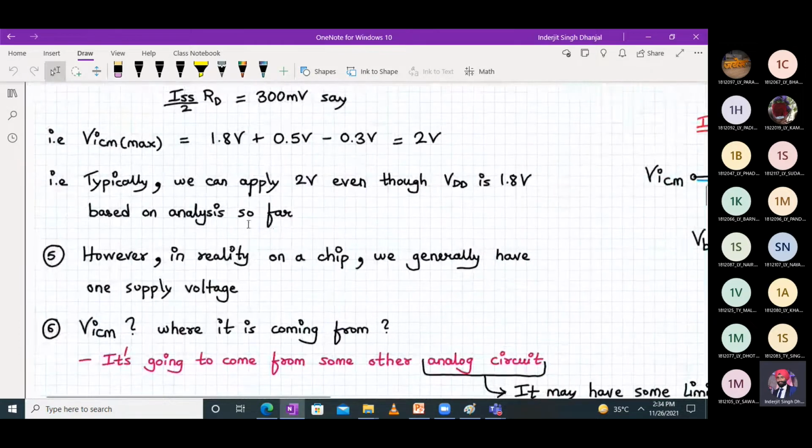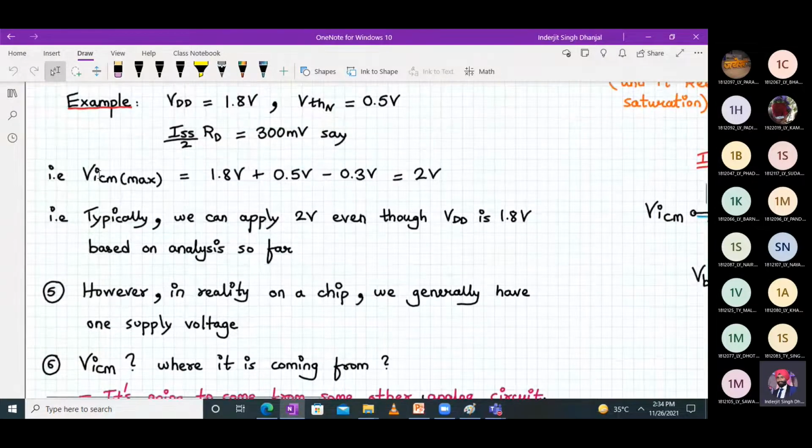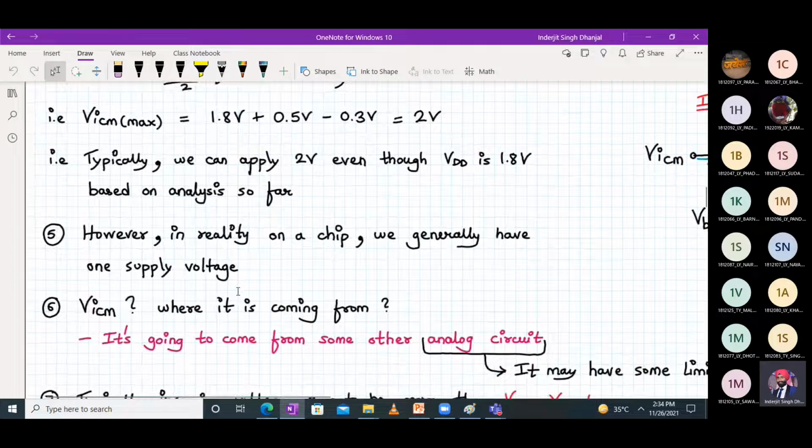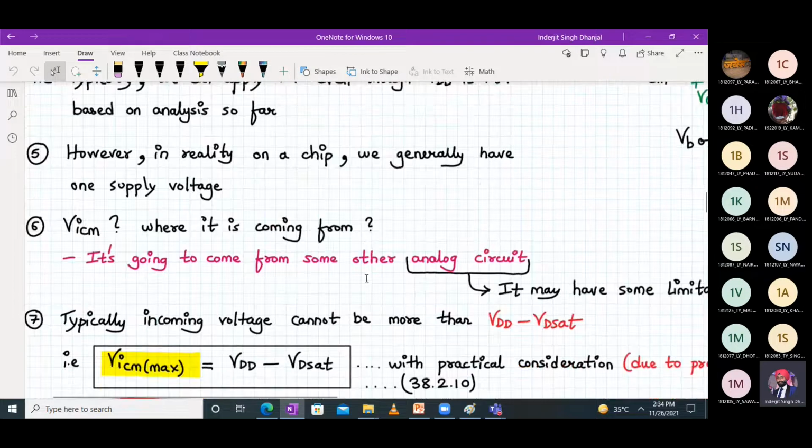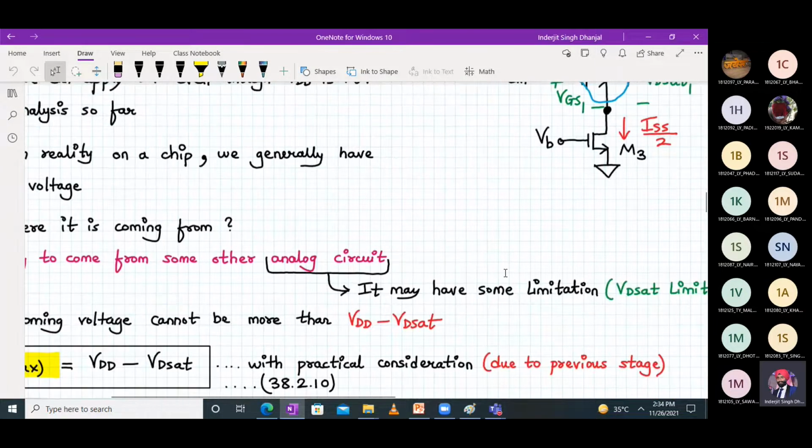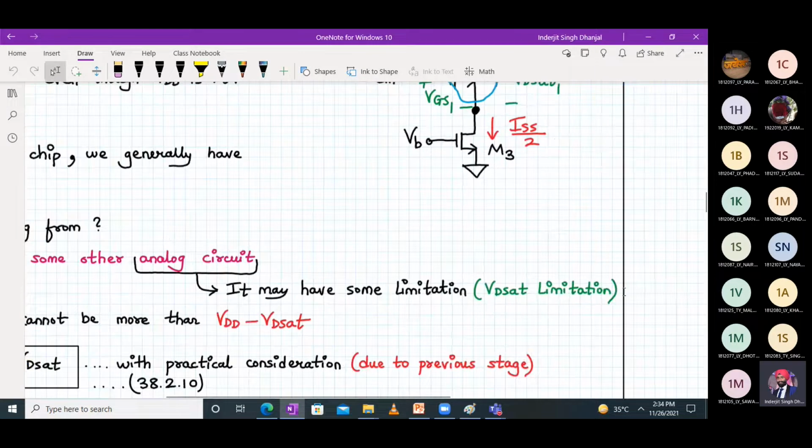In reality, on a chip, we generally have one supply voltage. So if we say that we can apply a VICM max of 2 volt over here, as we have seen in the analysis, it's very difficult to generate that. And where do we get this VICM from? Where is the input common voltage coming from? It is going to come from some other analog circuit. It may have some limitation of VDS set.